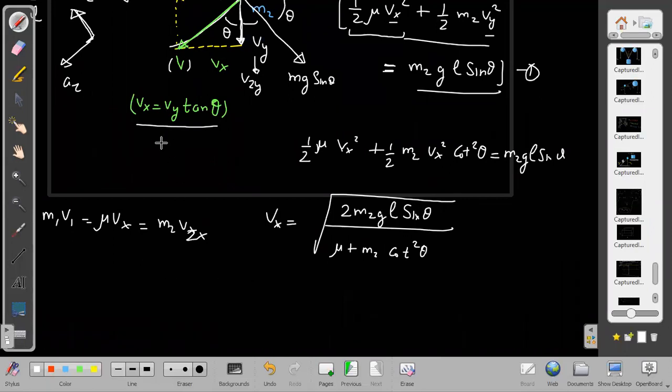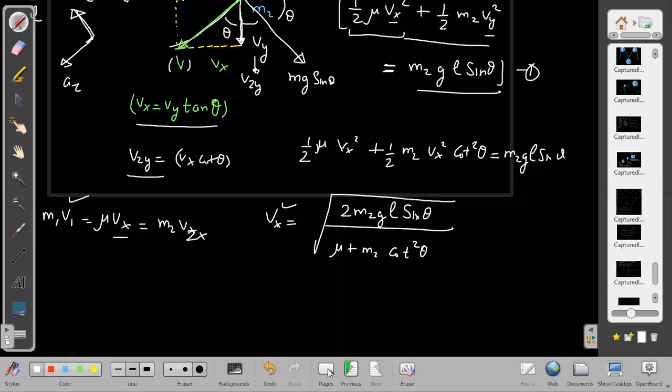V2y, the velocity of 2 along the y-axis, will be just Vx into cot theta. And we obtained Vx from here. We will obtain V1 from here. Anyway, we are getting V1, and we are getting V2y also. So we are getting the speeds. One part is answered if they ask this thing.